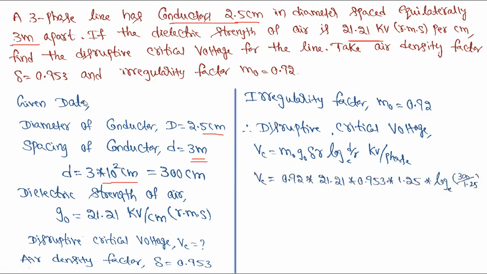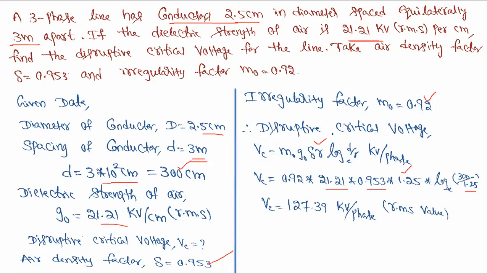That is VC equal to, what is the irregularity factor? 0.92. G naught, the dielectric strength of air, 21.21, air density factor 0.953, and the radius, half of the diameter, 2.5 by 2, 1.25, log d by r. The spacing of the conductor is 300 centimeter and the radius is 1.25. On simplification we get VC equal to 127.39 kV per phase. That is the RMS phase value.